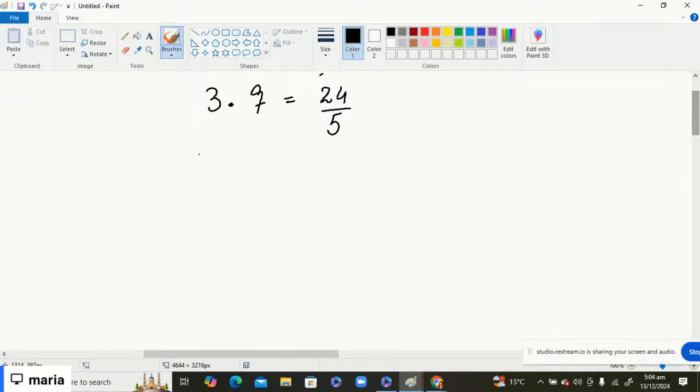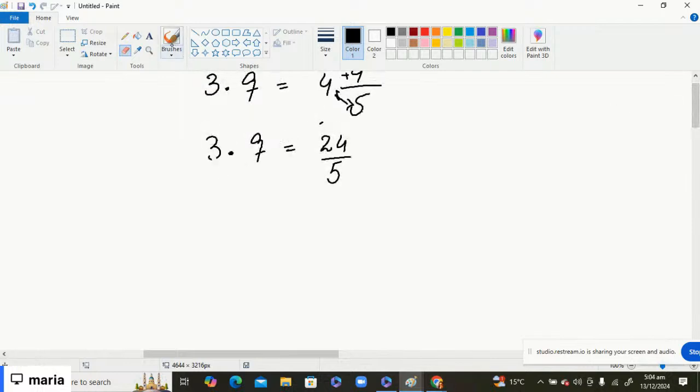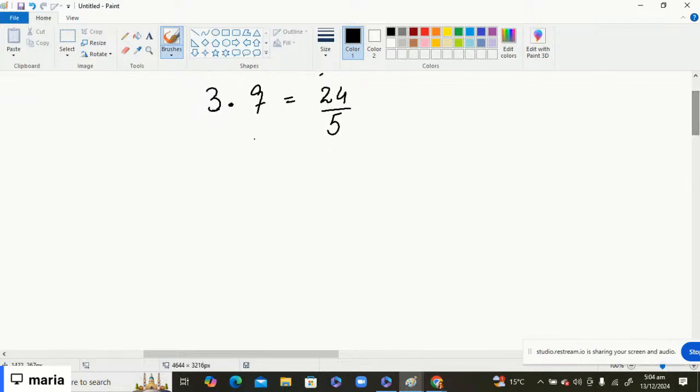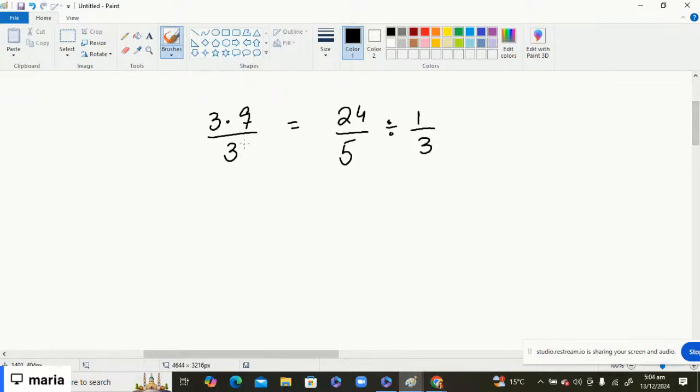Now look here. This is 3 times q. If we want to cancel this 3, we just divide both sides by 3. So here is 3 times q divided by 3, and here is 24 by 5 divided by 3 over 1. Now this 3 and this 3 cancel, so only q is left here.